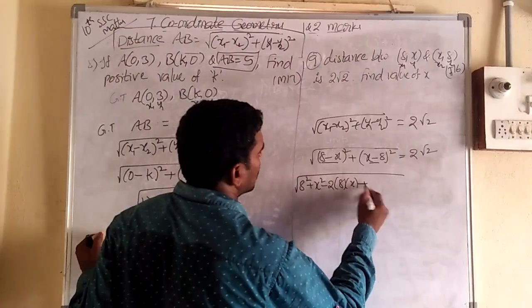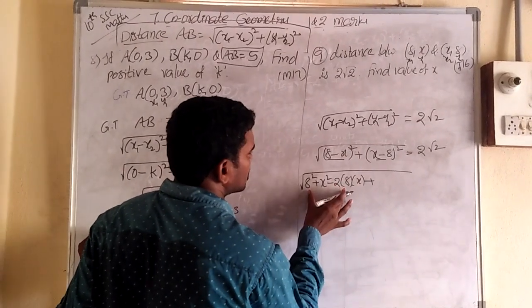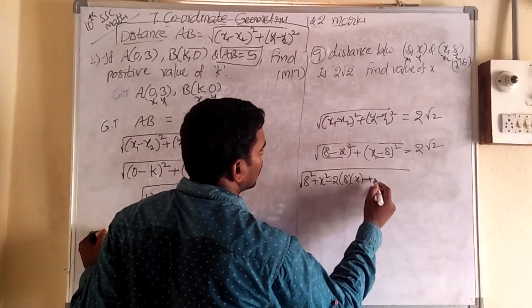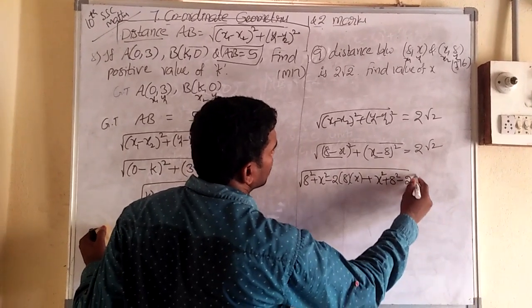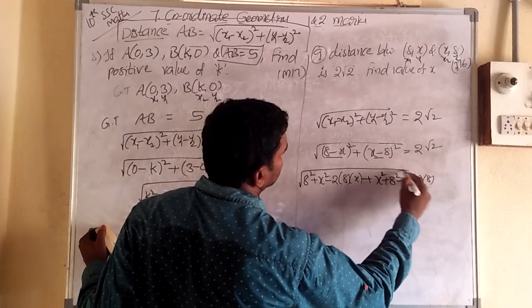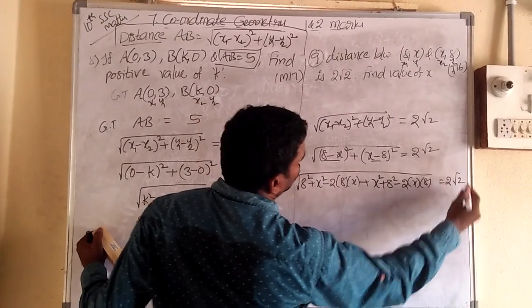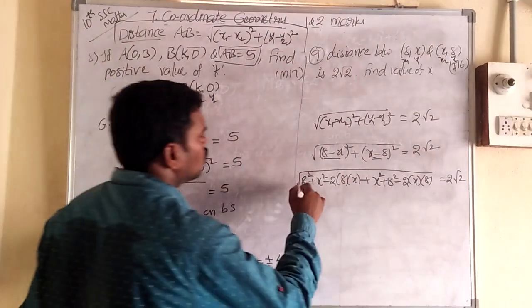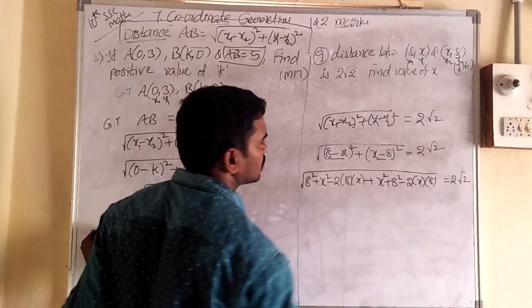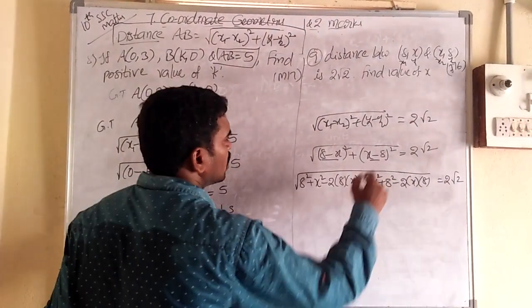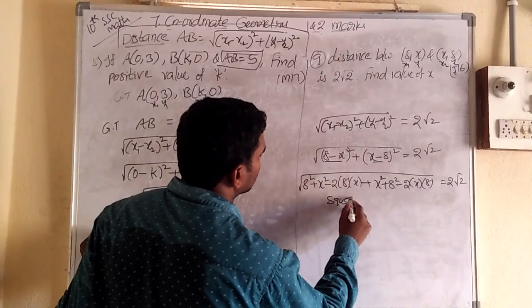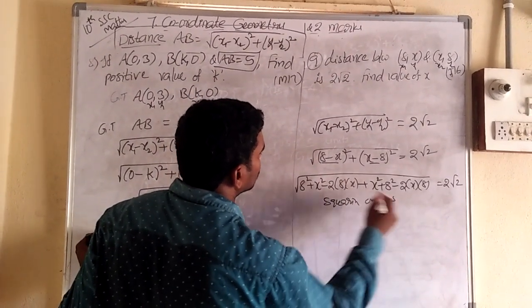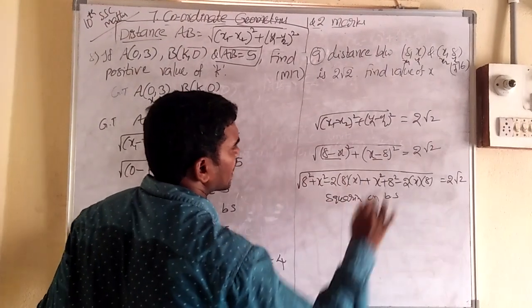Here also, plus (8 minus x) whole square, the simplification is this. Here also (a minus b) whole square is a square plus b square minus 2ab. So minus 2 into x into 8, is equal to root 2. Okay? Here on both sides, here it is a root 2. To remove the root, what can we do? Squaring, squaring on both sides. Okay, so the square root and square cancel.